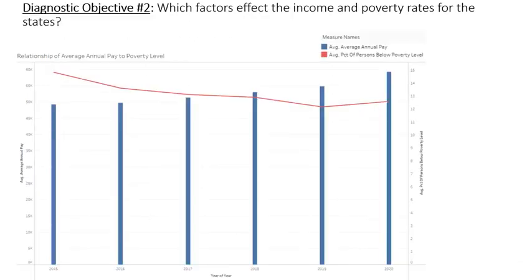Our second diagnostic objective has to do with understanding the relationship between income and poverty rates. As indicated by the red line, the percentage of persons below poverty level greatly decreases as the average annual pay increases. This can be important for individuals who are looking to move to a certain state to understand this relationship and truly look for a state that offers a higher average annual pay.